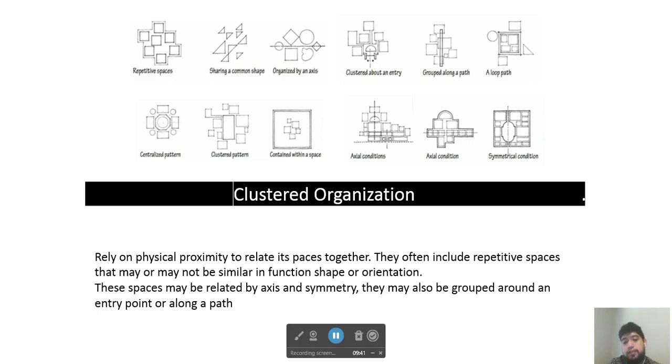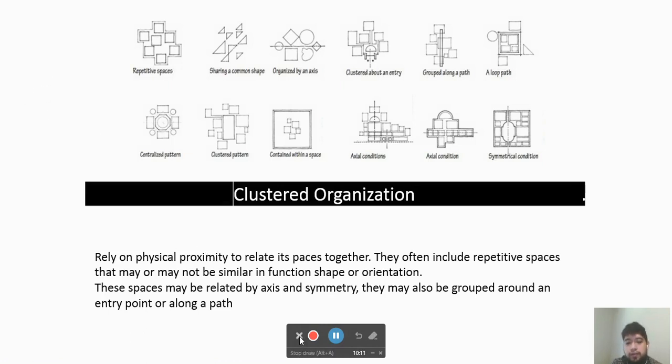Another thing is clustered organization. This one relies mostly on proximity. It relies on including repetitive spaces that may be very similar in function. The spaces may be related by axis or symmetry, but they may also be grouped around an entry point or along a path. Clustered is very easy to understand, but it could be tricky to do. You have to not just put them all together.